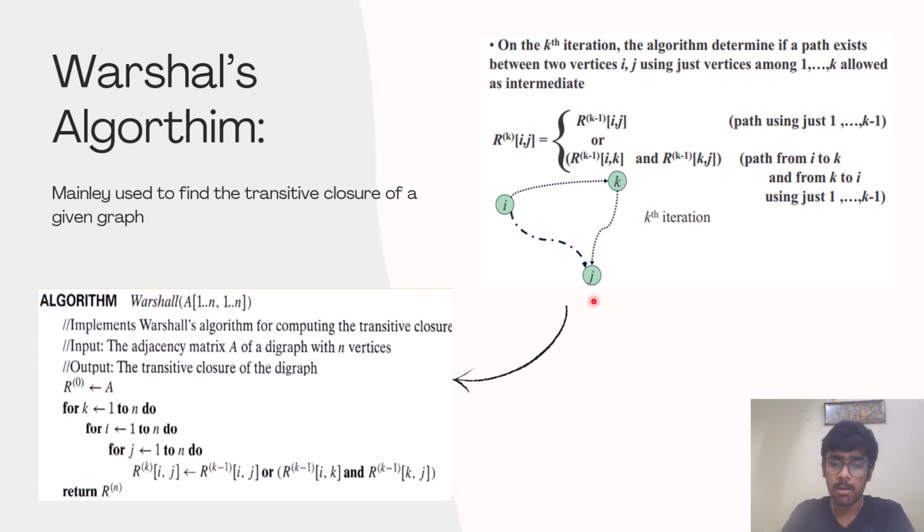This is also known as the transitive closure, and the output of Warshall's algorithm gives the transitive closure of a given graph. If we look into the algorithm, it takes an adjacency matrix and provides the output as a transitive closure of that given graph.